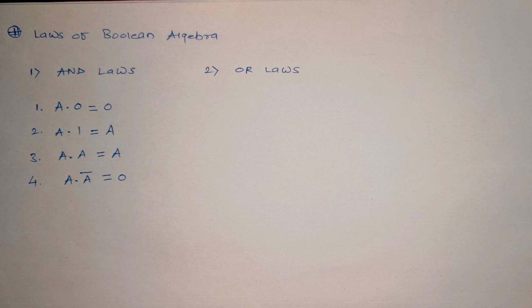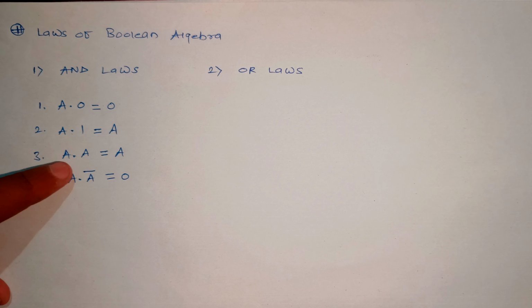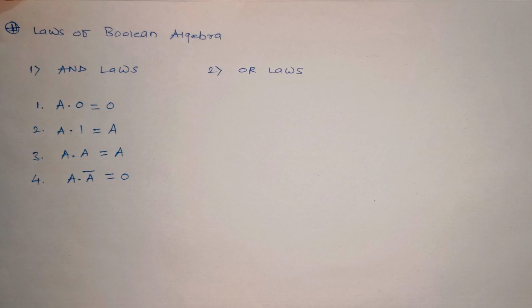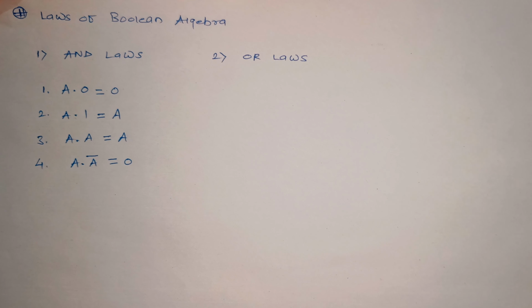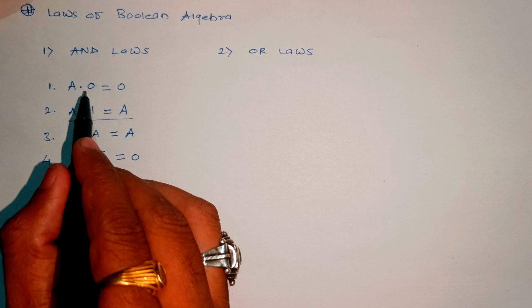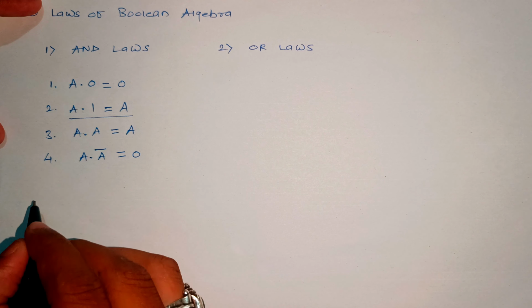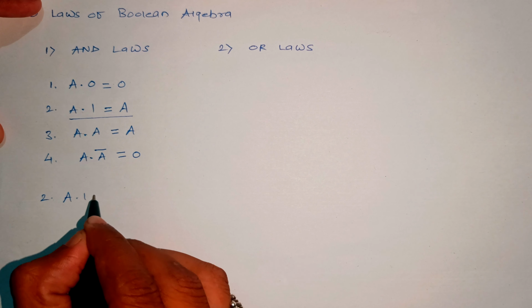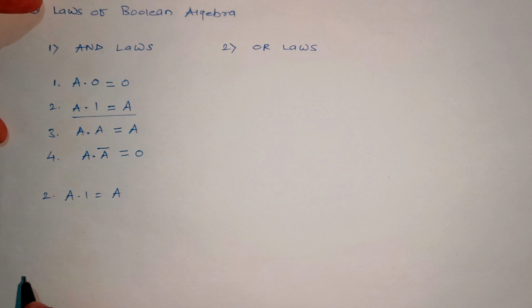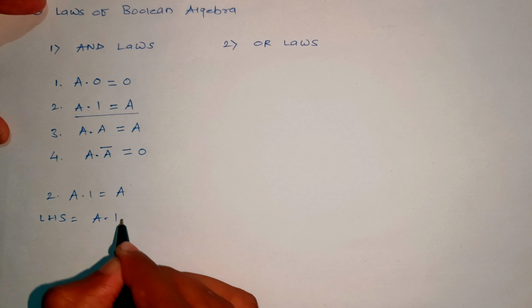So these are the four AND laws that we will be using repeatedly: a into 0 is 0, a into 1 is a, a into a is a, a into a bar is 0. Now let us prove some of them which are most important. We'll take this one because the first one is quite easy. Whenever I multiply any variable with 0, we'll get 0. So for the second one, a into 1 is equal to a. For that case, I take LHS as a into 1.